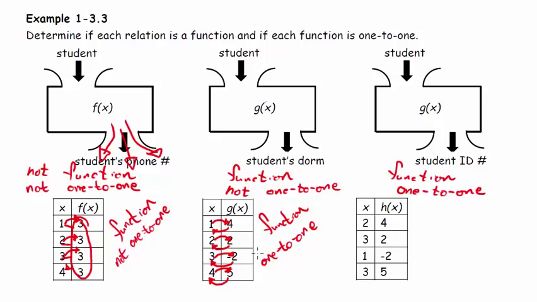All right, now here's a tricky one. Look here at 3. If I tell you my input is 3, do you see 3 is associated with 2, but it's also associated with 5? So this one is not a function. Okay, and if we're not a function, we cannot be one-to-one. So that is a numeric representation.